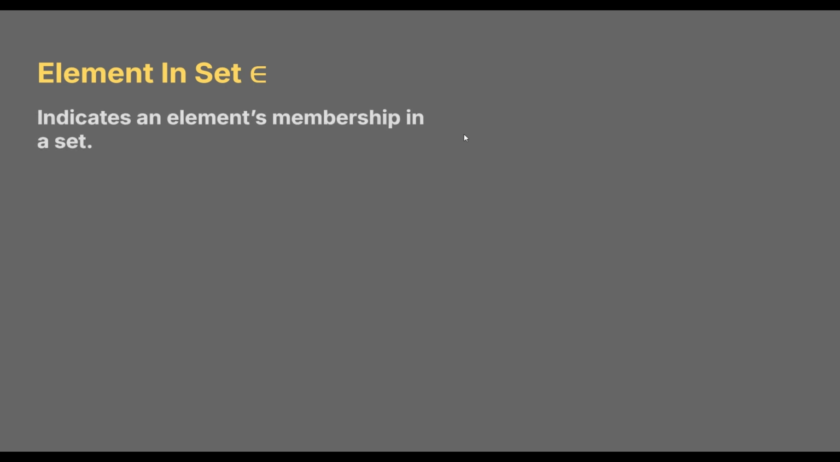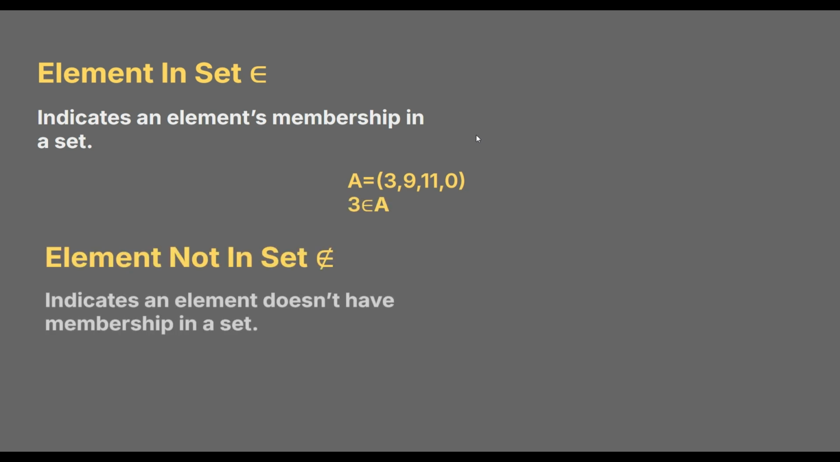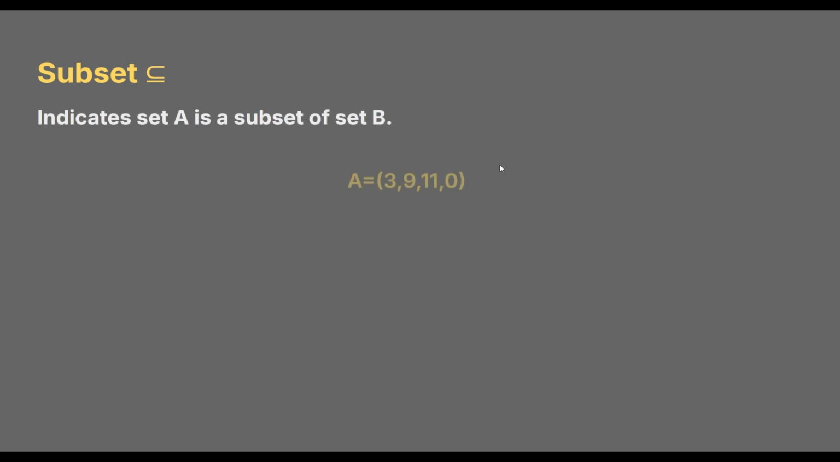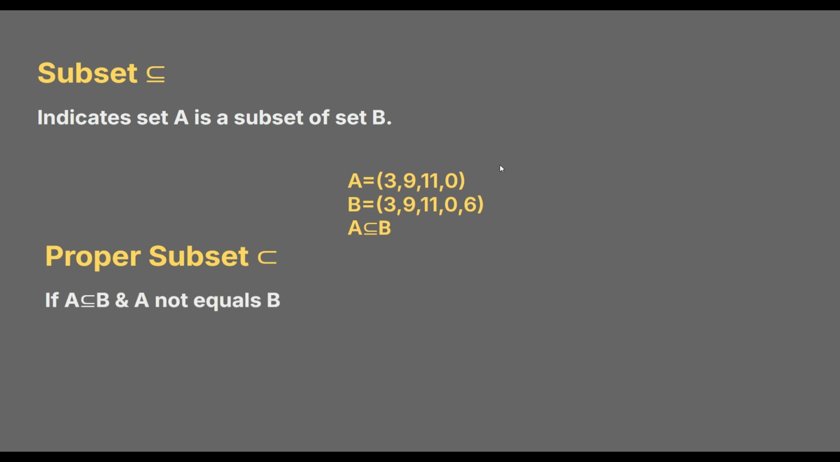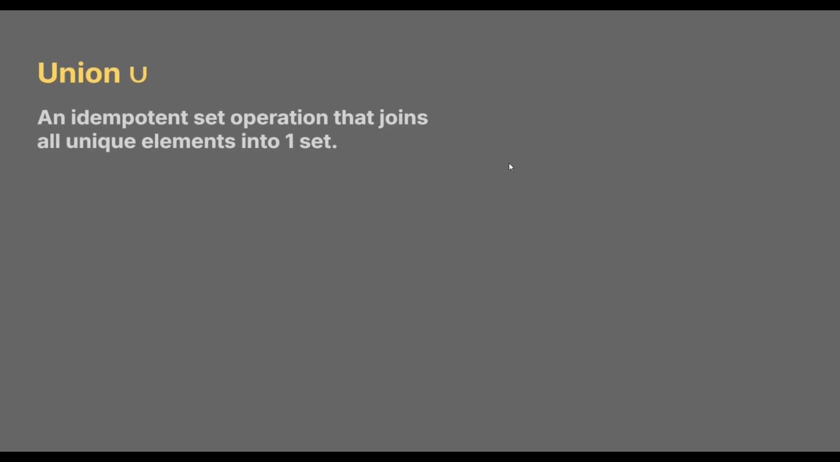Element in set indicates the element's membership in the set. Element not in set indicates the element doesn't have membership in the set. It is the opposite of element in the set. Subset denotes that a set is a subset of another set because all its elements are in the other set. Proper subset is if A is a subset of B and A does not equal B. Union is an idempotent set operation that joins all unique elements into one set.